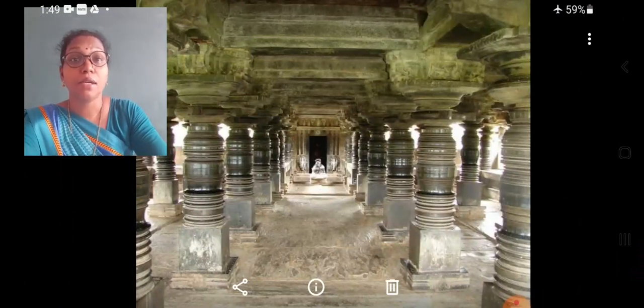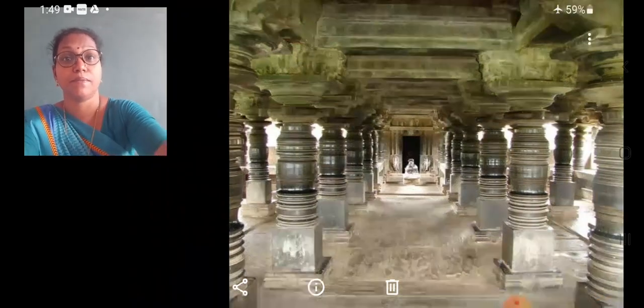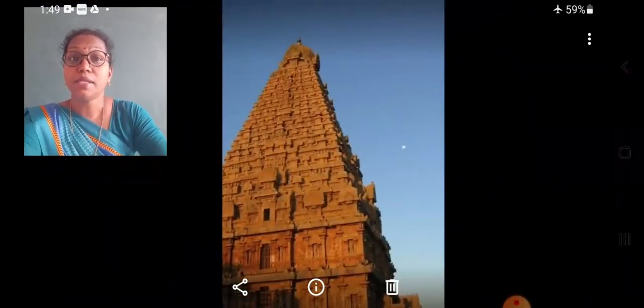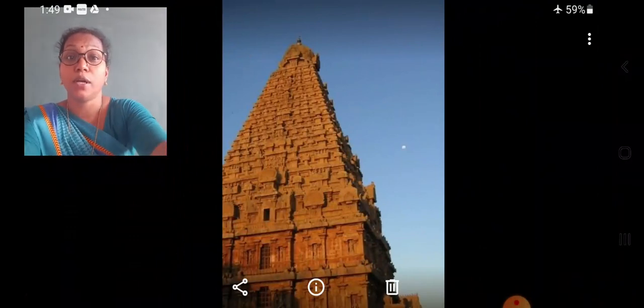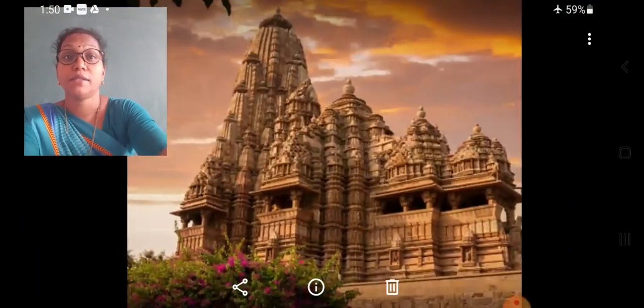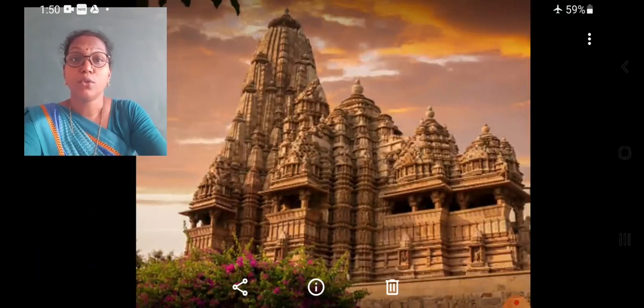There were large pillared halls in the temples for conducting religious rites and ceremonies called mandapas. The temples had shikharas, called tall towers. Now students, some temples had a single shikhara and some had many shikharas. One main one and many smaller ones.